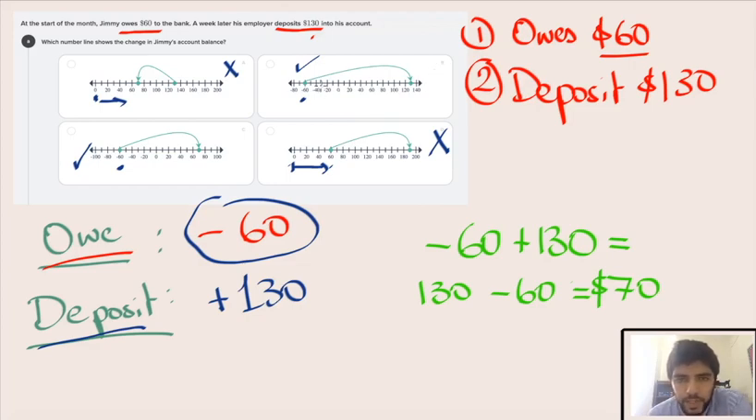Looking at B, we can see that it ends at $130, but that doesn't make any sense because if you owe 60 and you add 130, you cannot end up with 130 because you need to pay off the 60. The same goes for D, even though we're not considering it. It ends at 190 actually. But if we look at C here, negative 60 plus 130, it ends up at exactly 70 over here. And so C is our correct answer. All right.